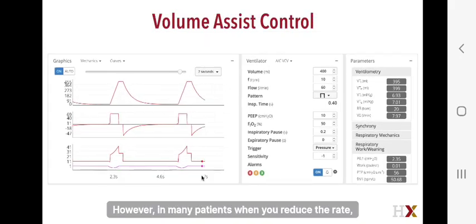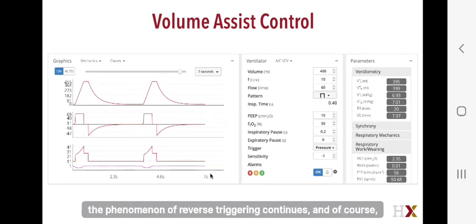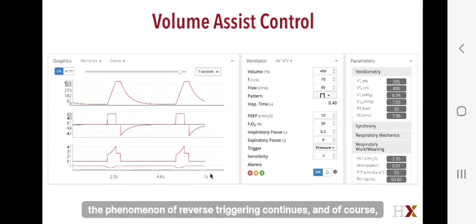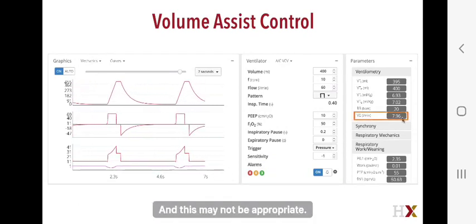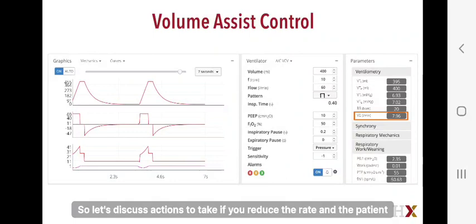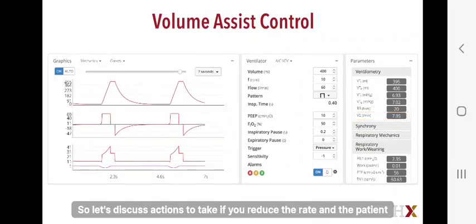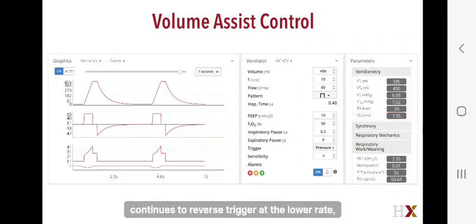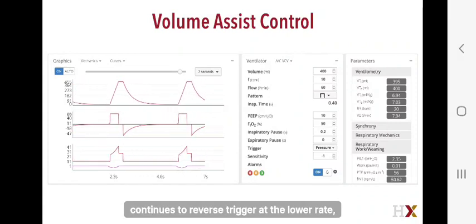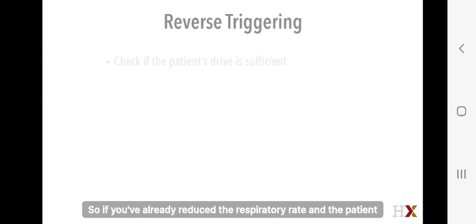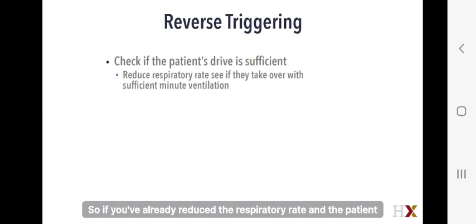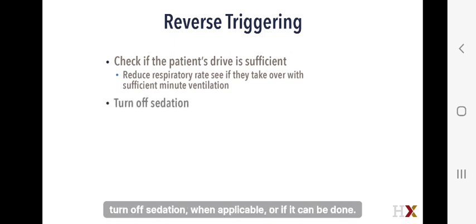However, in many patients, when you reduce the rate, the phenomenon of reverse triggering continues. And of course, reducing the rate would reduce the minute ventilation, and this may not be appropriate. So let's discuss actions to take if you reduce the rate and the patient continues to reverse trigger at the lower rate, and therefore you lose valuable minute ventilation. So if you've already reduced the respiratory rate and the patient does not take over with sufficient minute ventilation, turn off sedation when applicable or if it can be done.